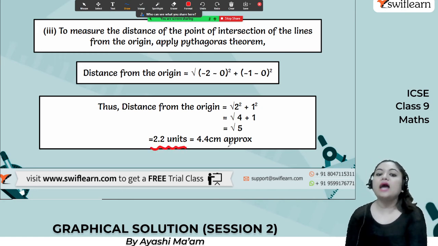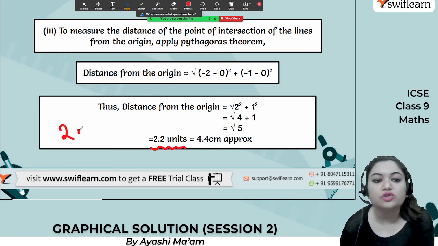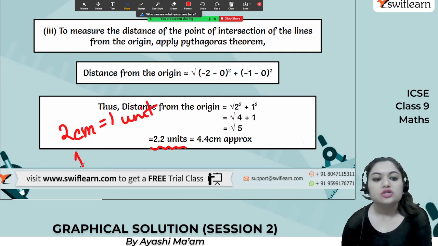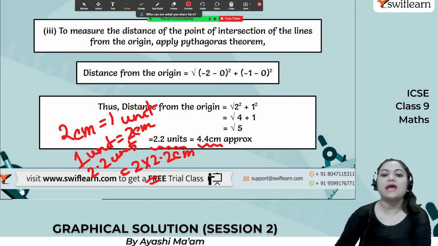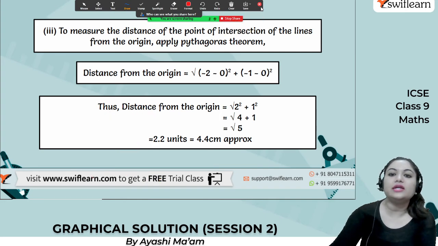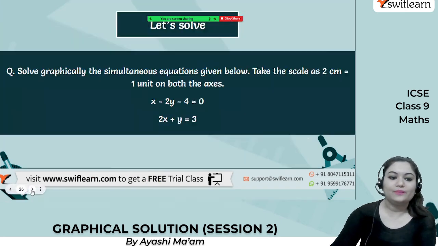Now you have to write the answer in centimeters. So it was given to you that 2 centimeter is equal to 1 unit, right? So 1 unit is equal to 2 centimeter. That means 2.2 units will be equal to 2 into 2.2 centimeter approximately. That's how we are getting the answer as 4.4 centimeter approximately. Okay.